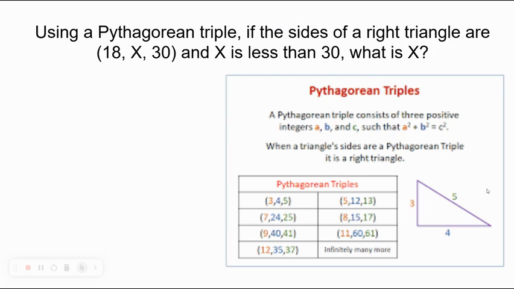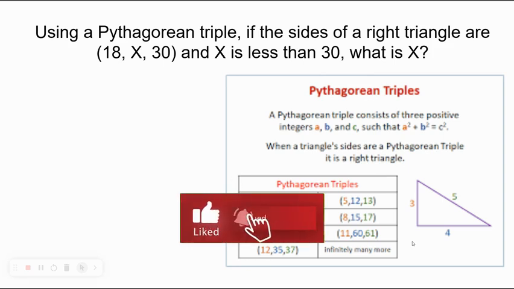So basically a Pythagorean triple is three positive integers, no negatives, no fractions, no decimals, that satisfy the Pythagorean theorem. That means when we plug them into the Pythagorean theorem, they work. So look at some of the patterns that work: 3, 4, 5; 7, 24, 25; 9, 40, 41; and so forth. These are some of the popular ones. I would encourage you to have these in your notes, but let's take a look at this particular problem.